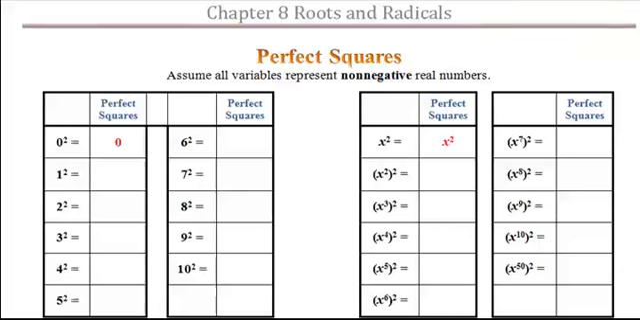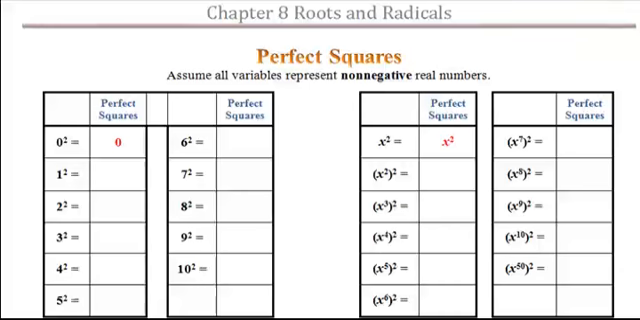In Chapter 8, we're going to cover roots and radicals, and I'd like to start off by making a chart of our perfect squares, initially to refer to, but eventually you need to commit these to memory. So in the first column, we have the value being squared, and in the second column, we have our perfect squares. So 0 squared, of course, is 0.